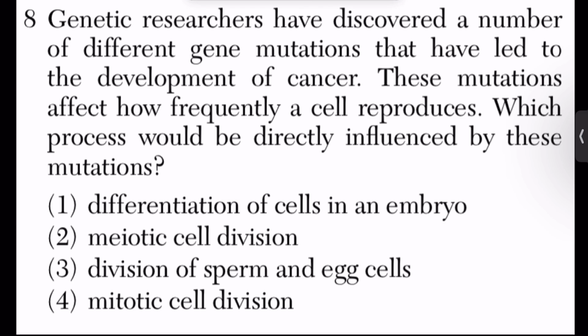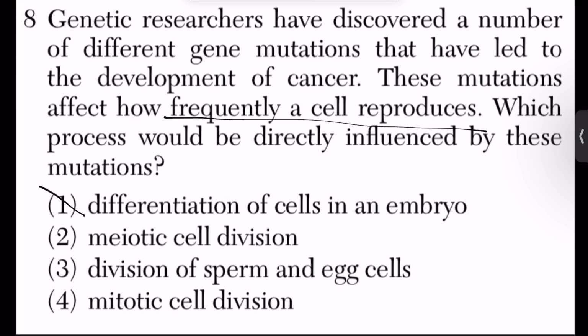So here we know that these mutations affect how frequently the cell reproduces. So it's a question about cell division. First is differentiation of cells in an embryo. While cells are reproducing in an embryonic state, it wouldn't affect the differentiation of the cells, and this would not be the development of cancer. So this would not be our answer.